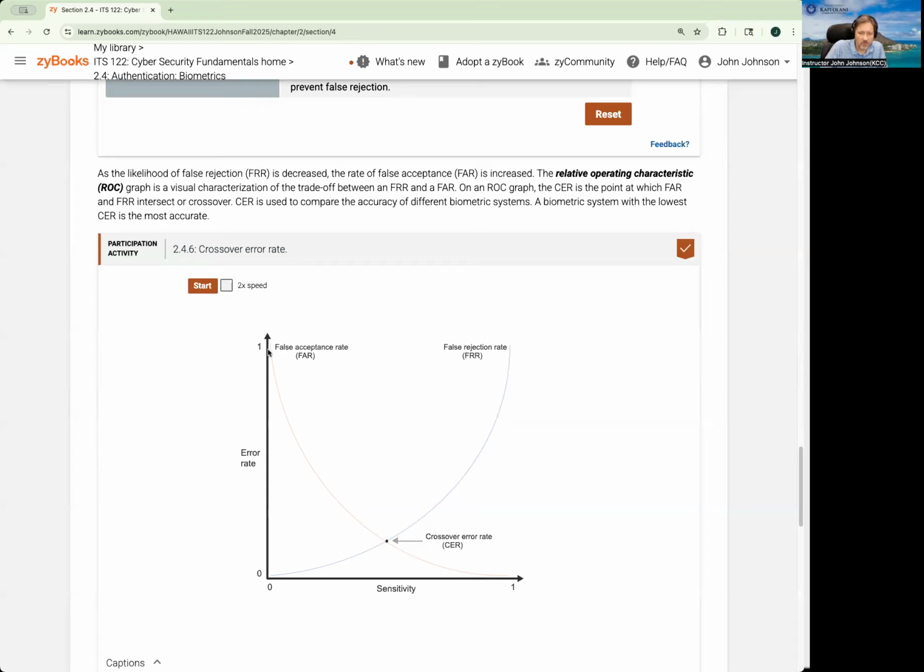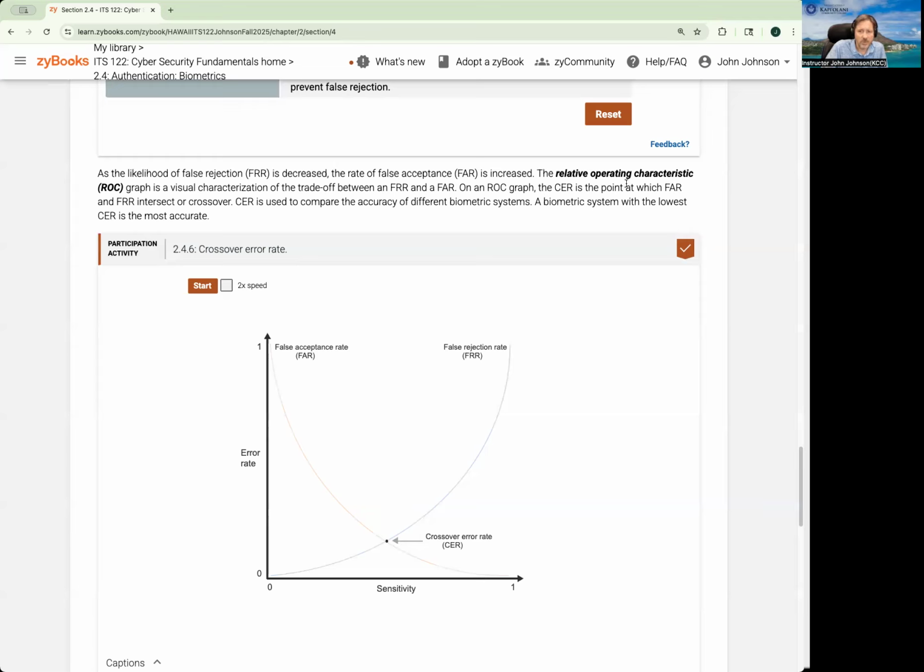Also inversely, as the false acceptance rate is going down, you're expecting that the false rejection rate is going to be going up. Okay? Think about that for a few minutes. Think about what that means. Take a look at it, and you can run this animation and it'll show you that visually as well.